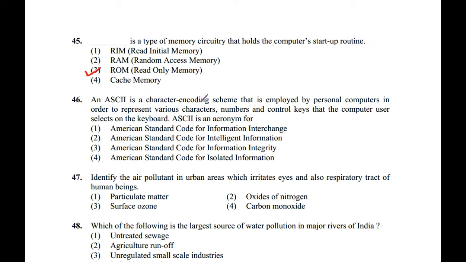ASCII is a character encoding scheme that is employed by personal computers in order to represent various characters, numbers, and control keys that the computer user selects on the keyboard. ASCII is an acronym for American Standard Code for Information Interchange. So this is the correct option for this question.